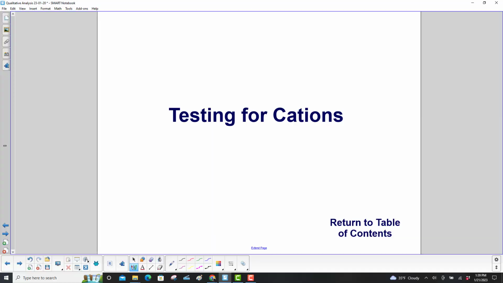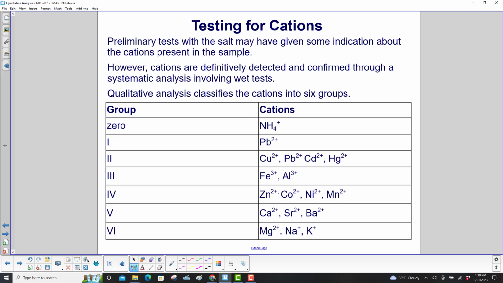Testing for cations. Preliminary tests with the salt may have given some indication about the cations present in the sample. However, cations are definitively detected and confirmed through a systematic analysis involving wet tests. Qualitative analysis classifies the cations into 6 groups.